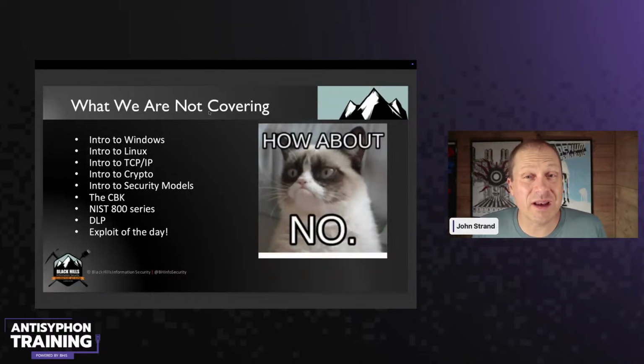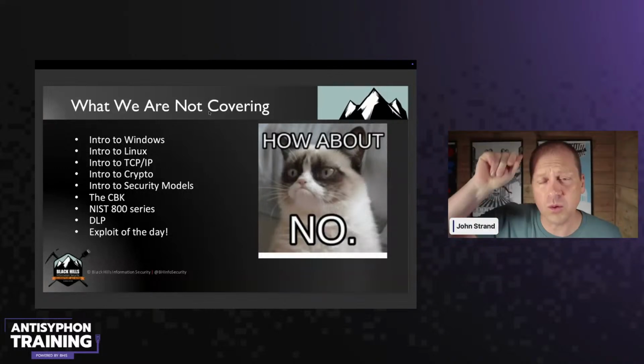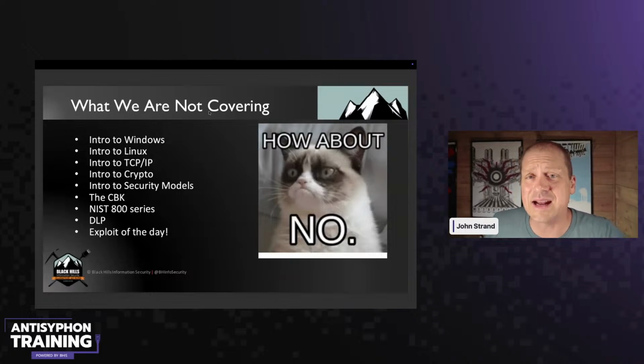There are things that we are not covering in this class because it is a two day course that we are teaching here. The first thing we're not going to cover is introduction to Windows. We're also not going to be covering an introduction to Linux, TCP/IP, even though I'm totally going to rant about the OSI model. It's coming, folks. I'm just warning you. Intro to crypto, intro to security models, the CBK. We're not going to get into the NIST 800 series, data loss prevention, because that crap doesn't work at all. We're not going to be getting into the exploit du jour.